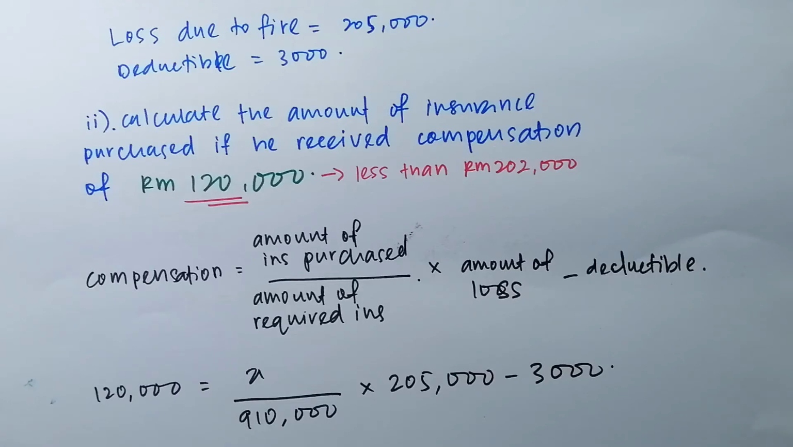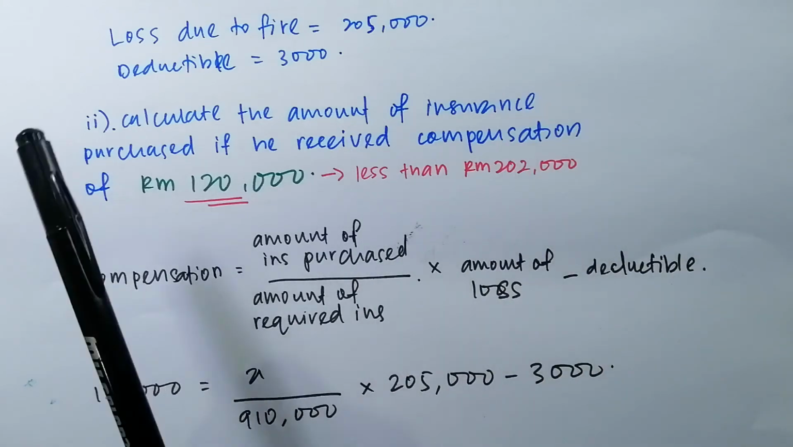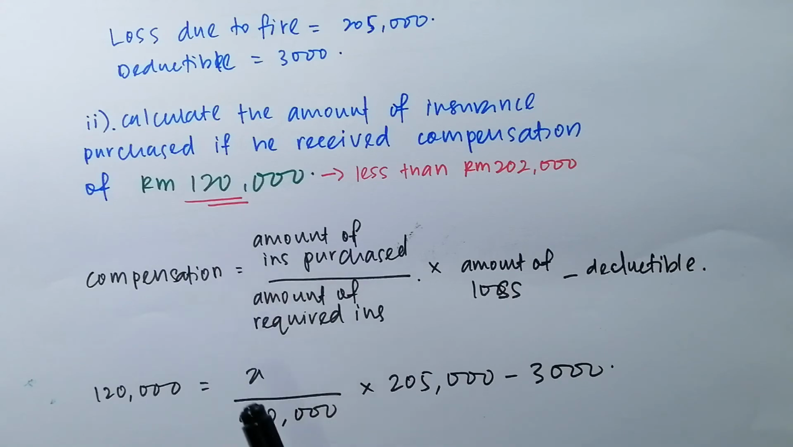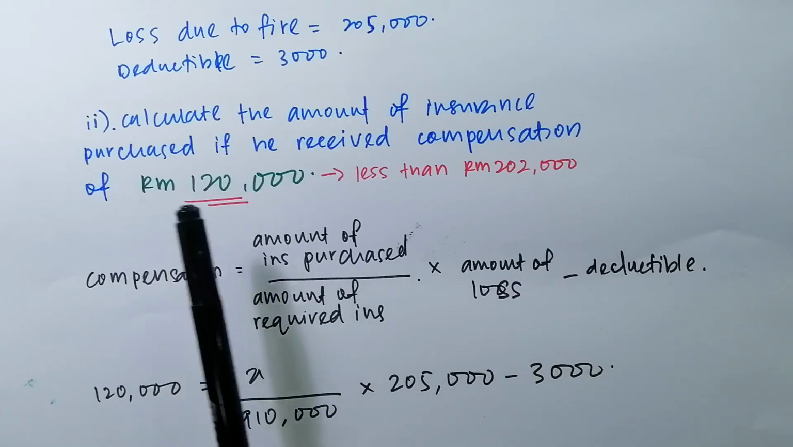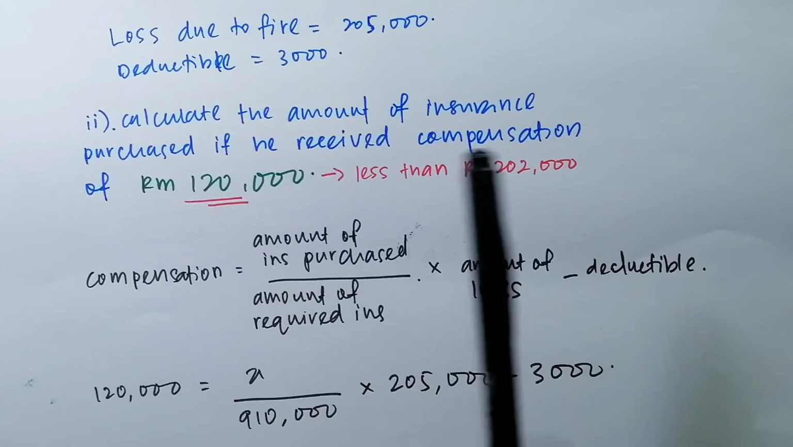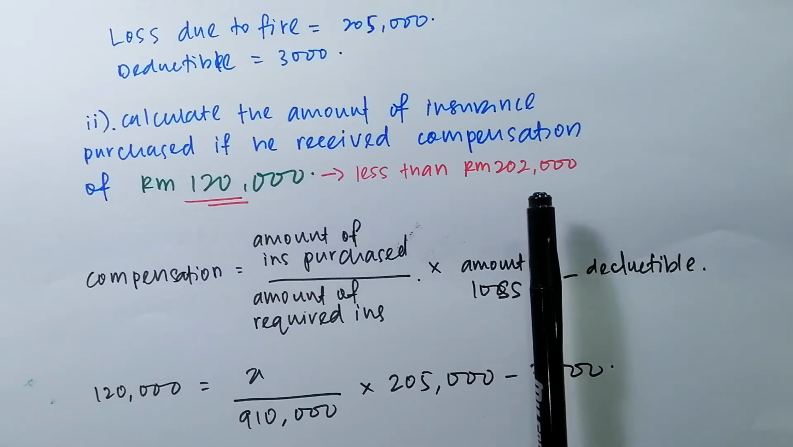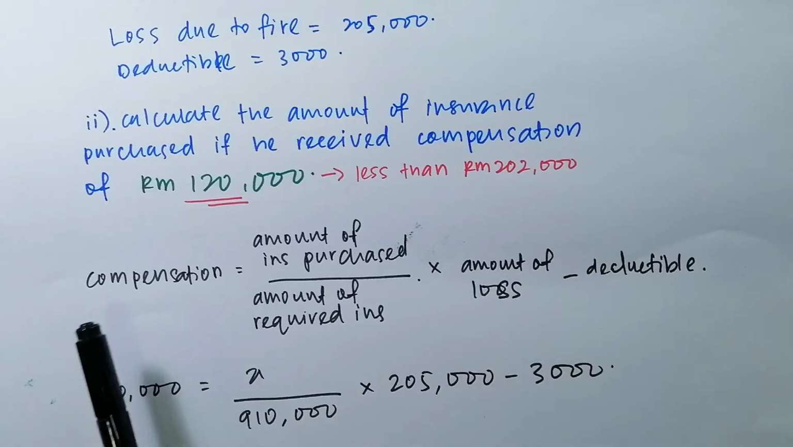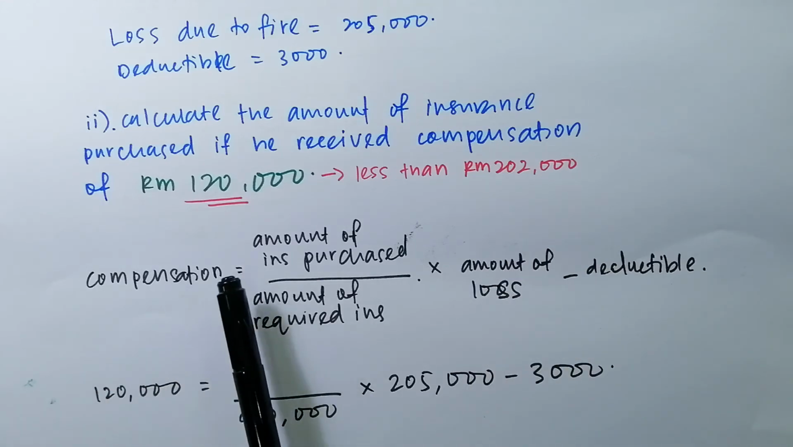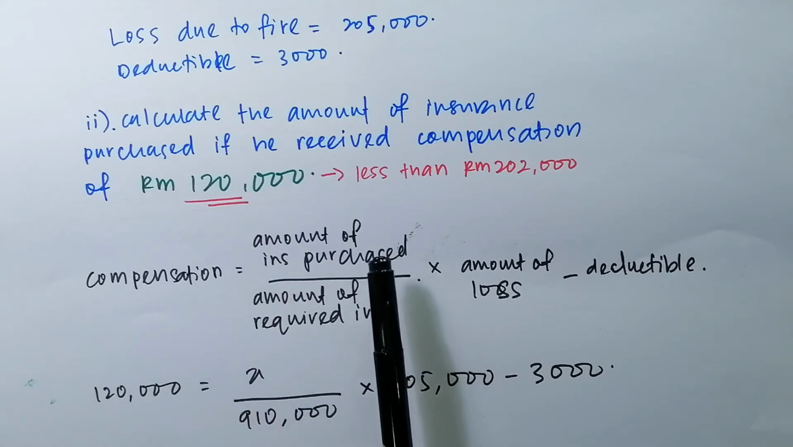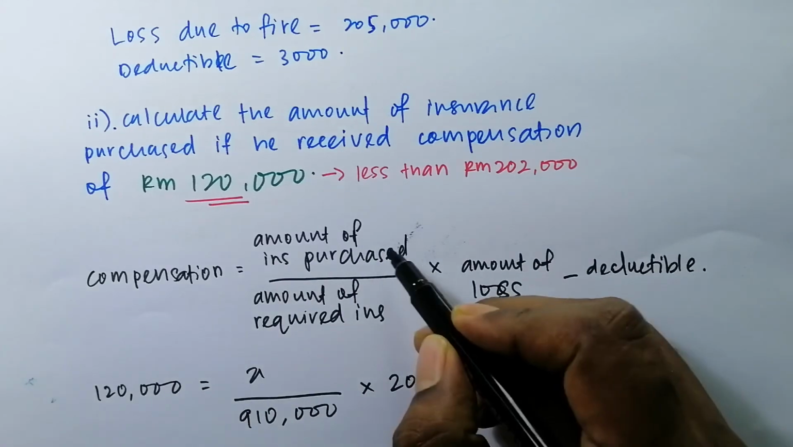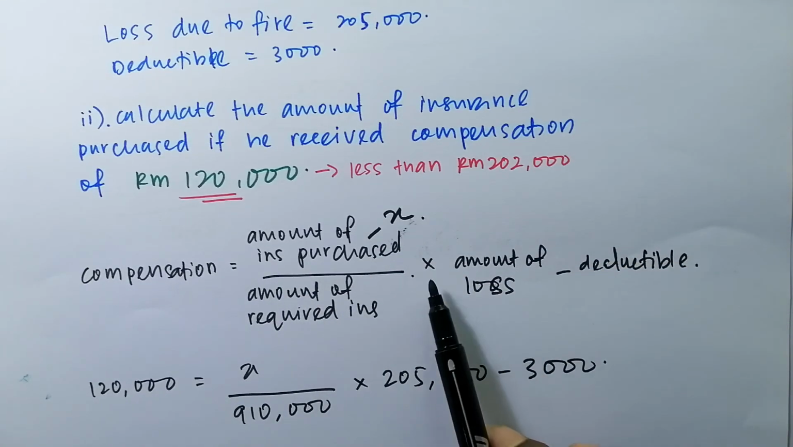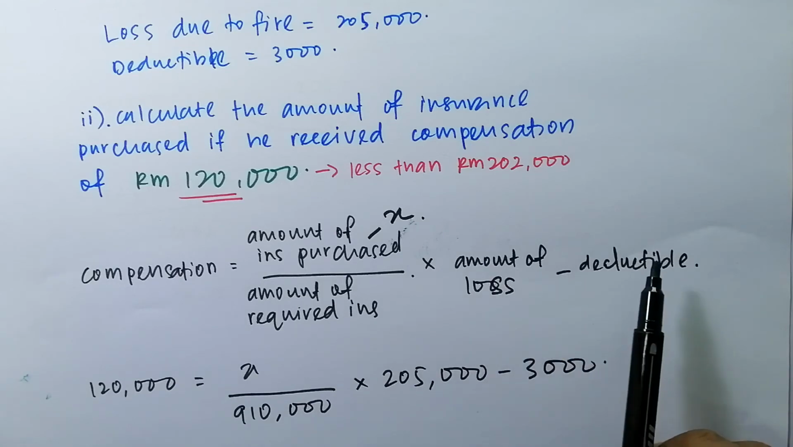Let's look at part 2. Calculate the amount of insurance purchased if he received compensation of 120,000. Compared to the previous question, the compensation received is only 120,000, whereas in the previous question it was around 202,000. So for sure, the amount he purchased was less than 70%. The formula reads: compensation is equal to amount of insurance purchased, which is what we need to find, let's call this X, over amount of required insurance, times amount of loss minus deductible.